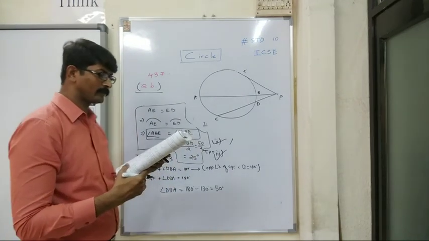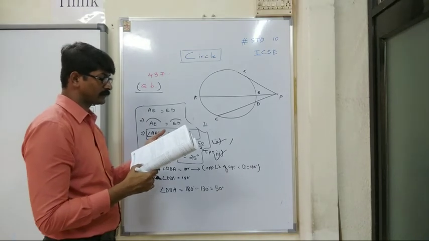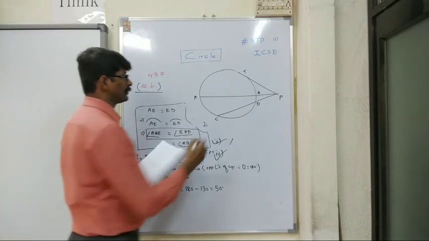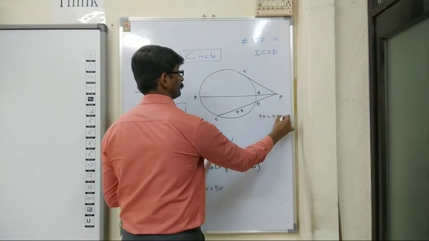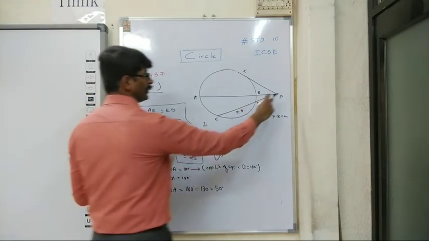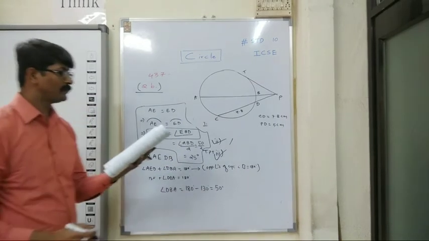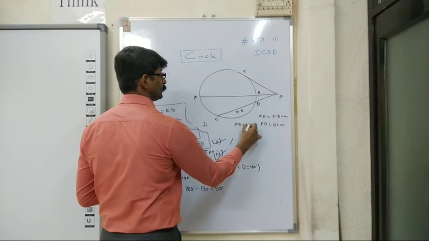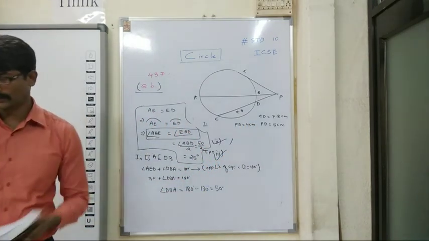In the given figure below, chords AB and CD intersect at P, PT is a tangent to the circle, CD is equal to 7.8 centimeter, PD is equal to 5 centimeter, and PB is equal to 4 centimeter. And what we have to find is, I'll just write it down.